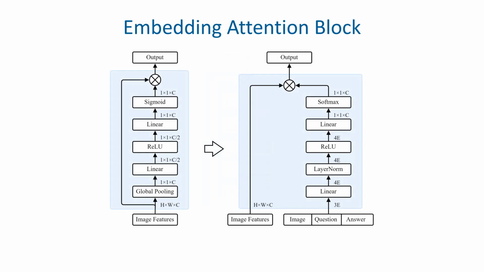We start with the SE block and perform the following modifications: changing from self-attention to cross-attention, adding a normalization layer, and replacing the sigmoid function with a softmax.